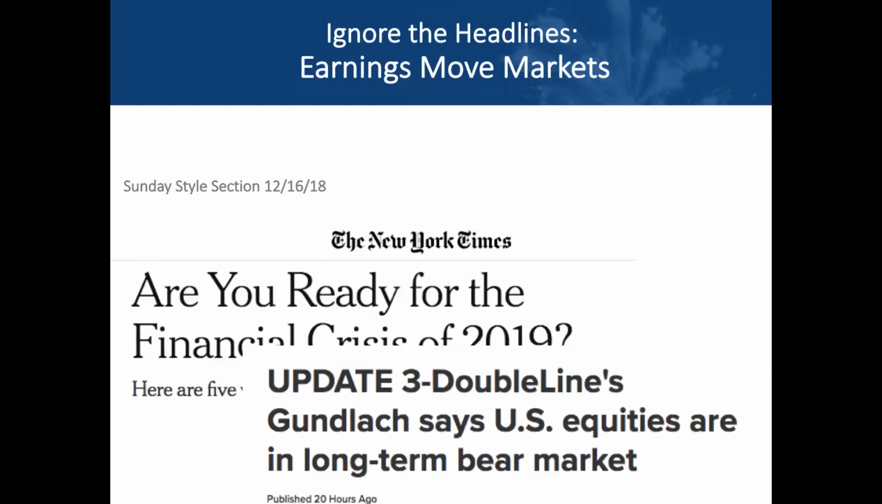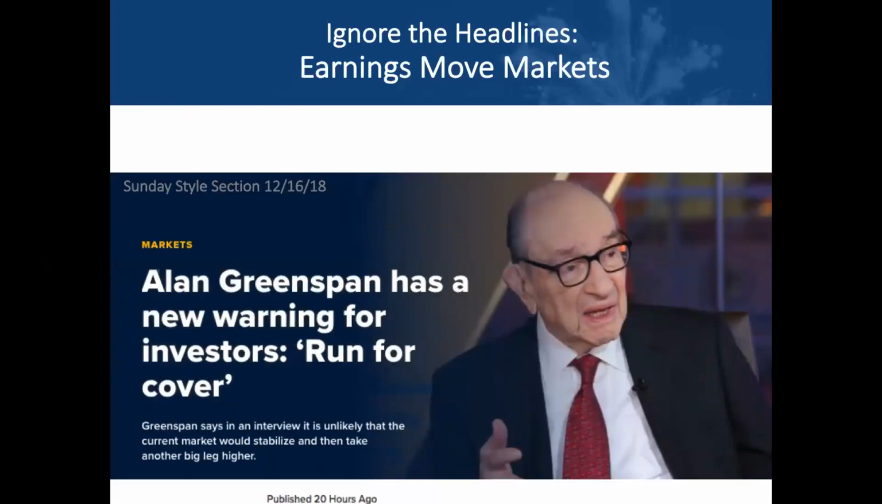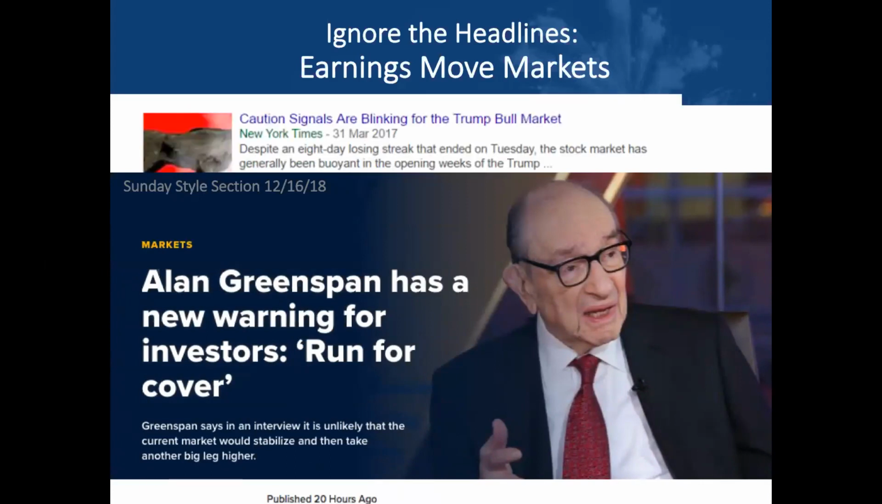Now, right after that, on the 18th of December, Jeff Gundlach, who's the most successful bond manager in America, said U.S. equities are entering a bear market. And that was followed up by Alan Greenspan, the former Fed chair, who on the 18th of December said investors should run for cover. And this isn't anything new. Back in 2017, 2 years ago, New York Times, caution signals are blinking for the Trump bull market. You've got to ignore the headlines, have a plan, stick to it.